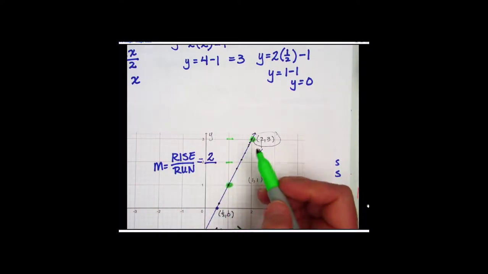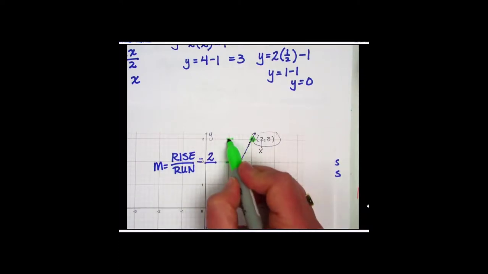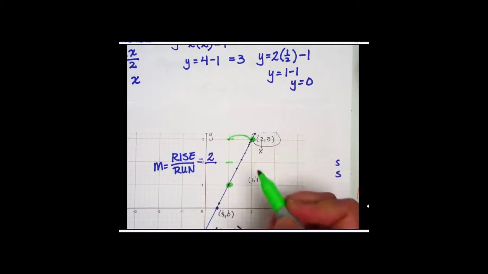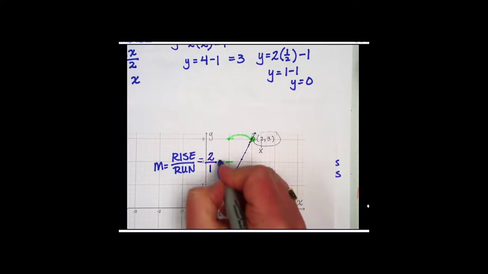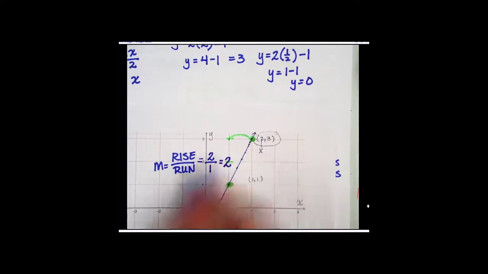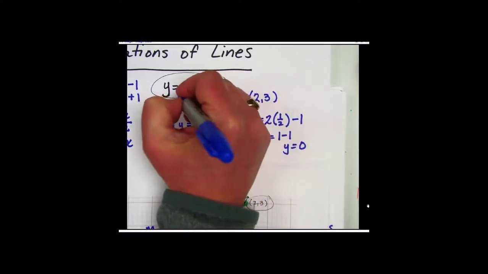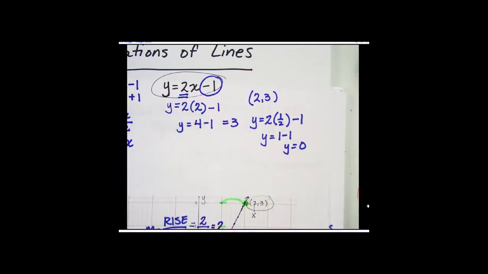And now I'm going to calculate my run. Well, my run says that if I went up to here, if I want to run over to the point, how many units does it take? Well, it takes 1 in this case. Again, to the right is positive, to the left is negative, so I'd have 2 over 1. Reducing that, we would get just 2. And notice when I gave you the original equation, what is sitting there in the slope position? That is a 2.